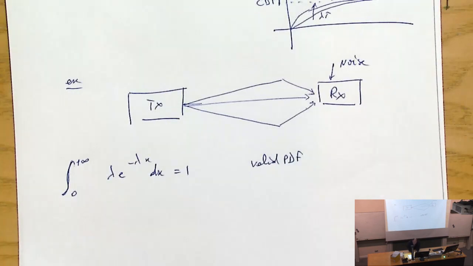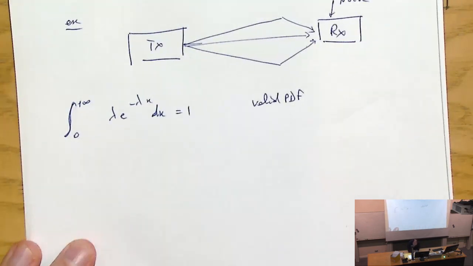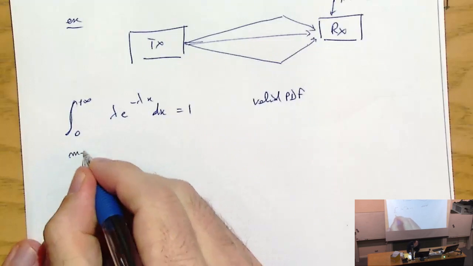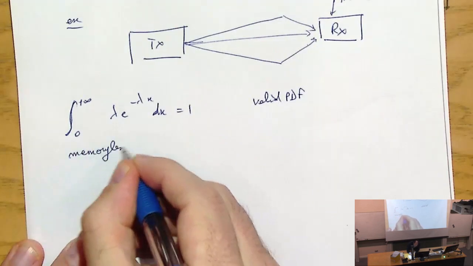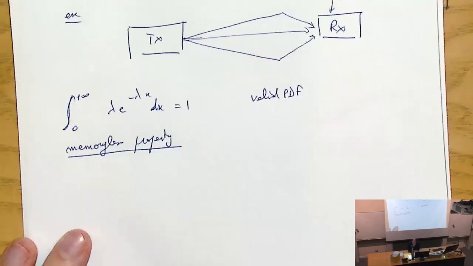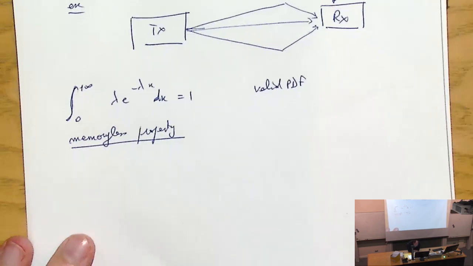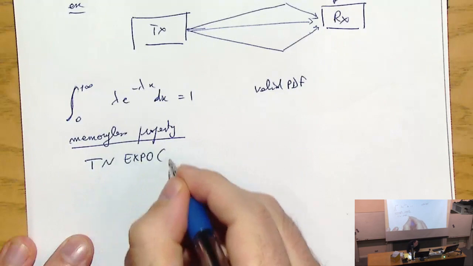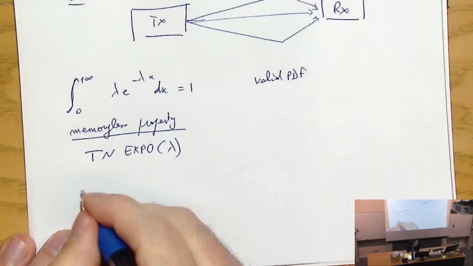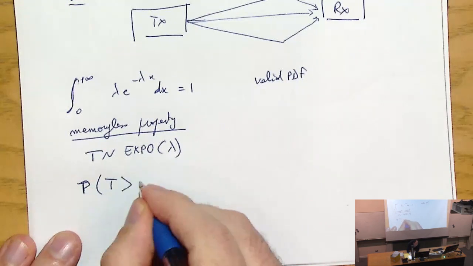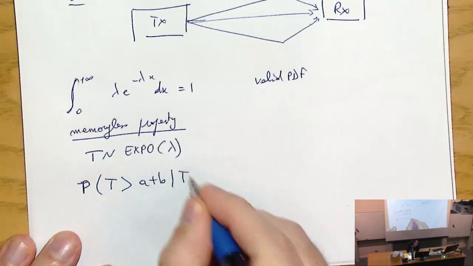Okay, so one more thing. This exponential distribution has an interesting property that is called the memoryless property of the exponential distribution, and it says the following: if I have a random variable T that is exponentially distributed with parameter lambda, if I compute the following, the probability that T is larger than a plus b, given that T is larger than a.